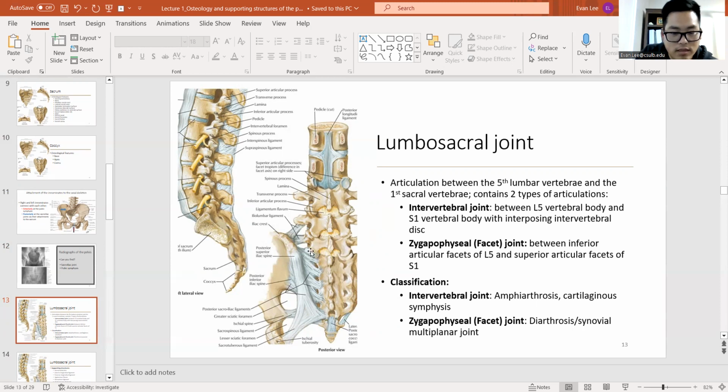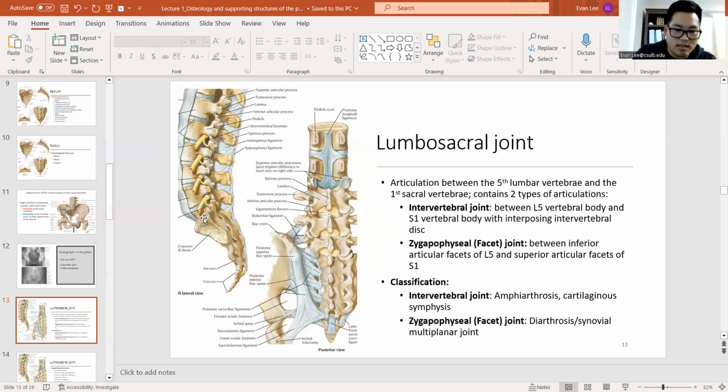And you can see these parts that are interconnecting between them. So this part right here would be the inferior articular facet of the lumbar vertebra, and that is connecting to the superior articular facet of the sacrum. So you have a couple of different joints here. The one where the body of the lumbar vertebra connects with the sacrum, that luckily is going to be the intervertebral joint. So between the vertebra and the sacrum, intervertebral joint, which means between the vertebrae.